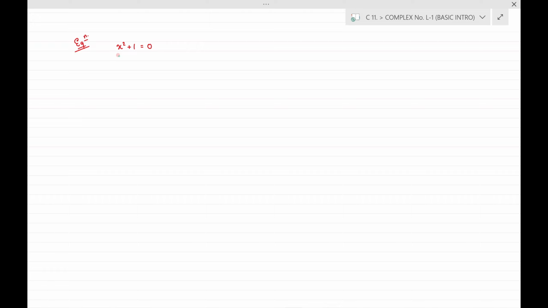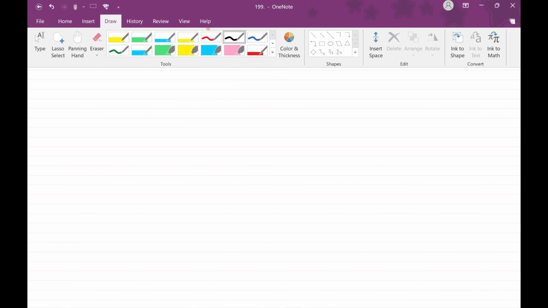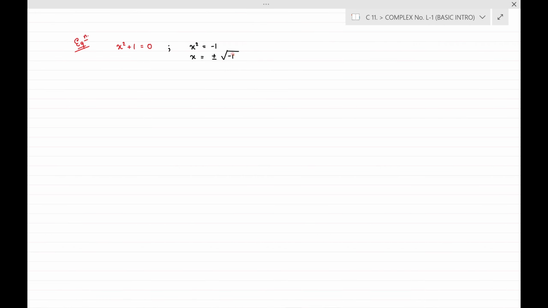तो अब क्या हो रहा है, x की वैल्यू निकालने के लिए what you will do is x square will be equal to minus 1 and so x will be equal to plus minus square root under minus 1. Now remember that square root of a negative number, square root of a negative value is not possible.